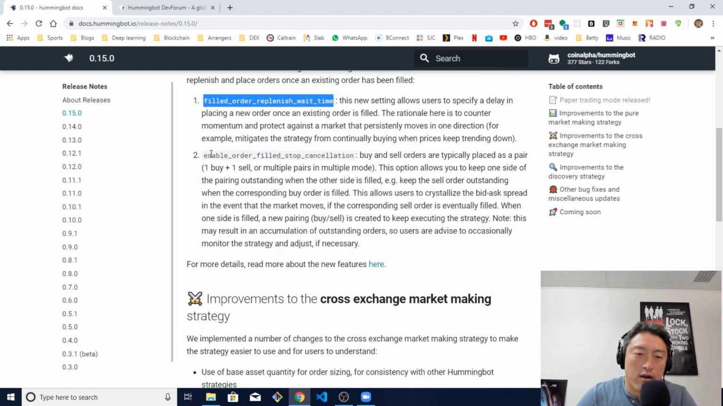Another parameter here is called enable order fill and stop cancellation. This is basically a way to control how your orders are set based on what happened to your prior orders. So essentially it allows you to crystallize the bid-ask spread in the event the market moves. It's a way to try to make sure that once you do a buy, the next sell you do is going to make money versus that previous buy.